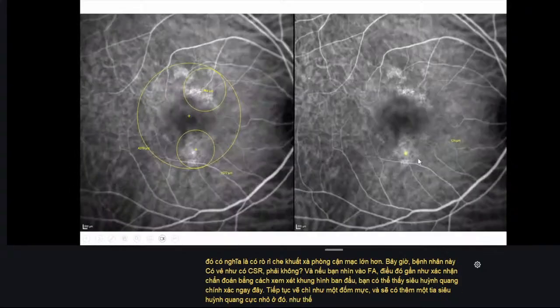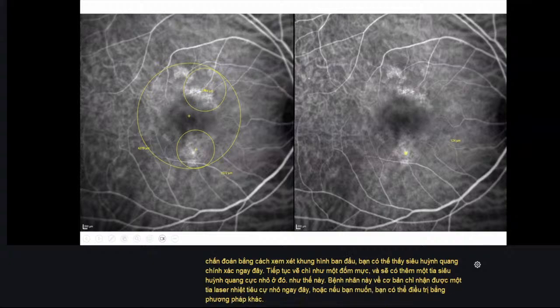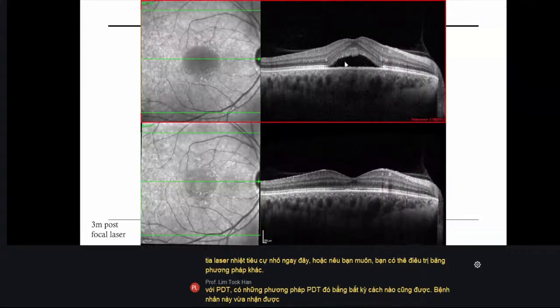So this patient basically just received a small spot of focal thermal laser right over here, or if you like to, you can treat with PDT, half dose PDT. Either way is fine. This patient just received a small spot of focal laser, and the subretinal fluid disappeared.